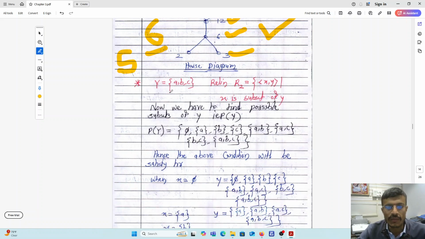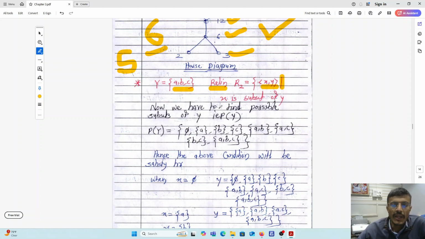Now the second example we are going to discuss here. Y is equal to {A, B, C}. Relation R2 is equal to the ordered pairs (X, Y), where X is a subset of Y. Very interesting question is this one. Read this question carefully. X is what? Subset of Y. Means what? You have to find out all the possible subsets of Y.